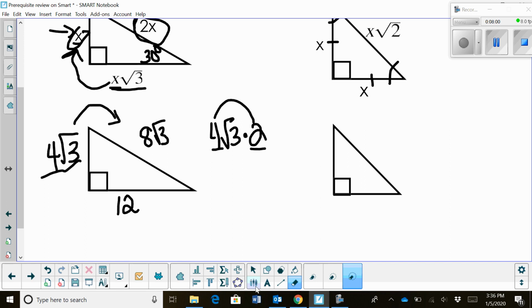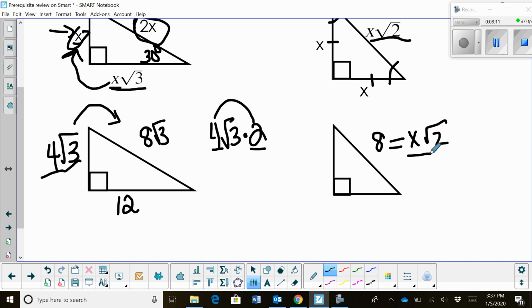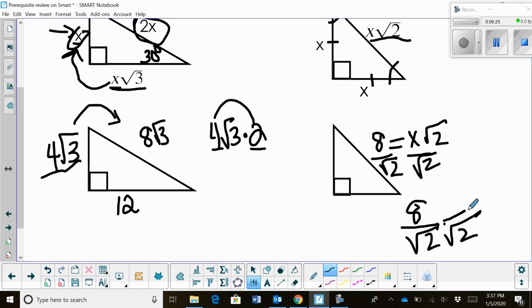Now, let's say this time we're given the hypotenuse is 8. The hypotenuse is equal to x root 2. That means to find the leg, I have to divide by the square root of 2. So let's talk about how to simplify that. 8 divided by the square root of 2. You rationalize it by multiplying by radical 2 over radical 2. And that's going to give me 8 radical 2 all over 2, because radical 2 times radical 2 is 2. That's how we clear the radical. And that gives us 4 root 2.